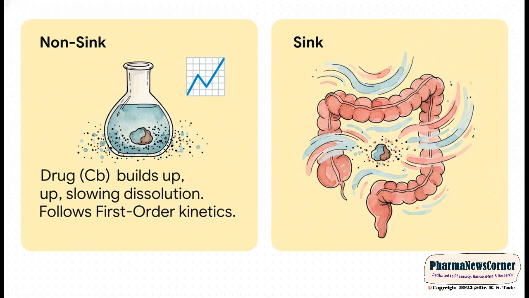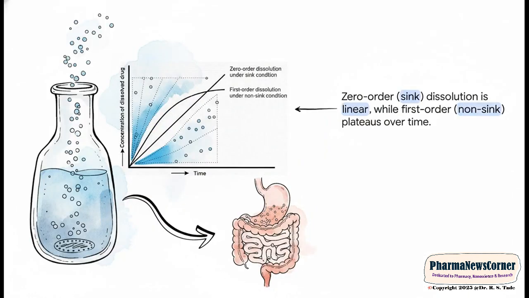We call those sink conditions, and that's what we try to copy in our lab tests. And this graph shows it all. That curved line, that's non-sink. See how it starts off fast but then flattens out as the gradient shrinks? But the straight line, that's zero-order dissolution under sink conditions.